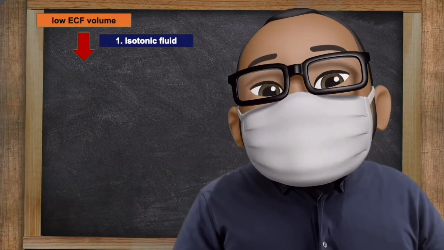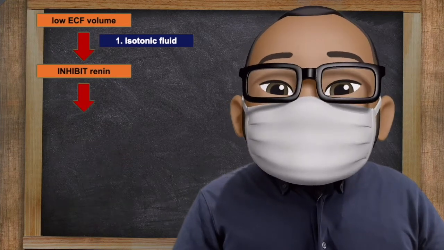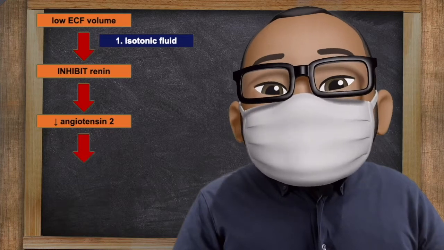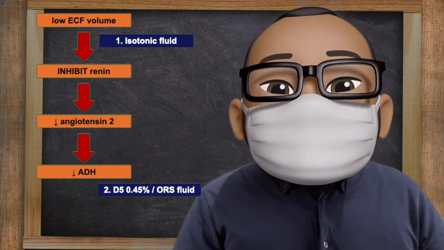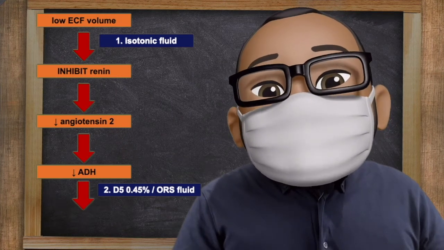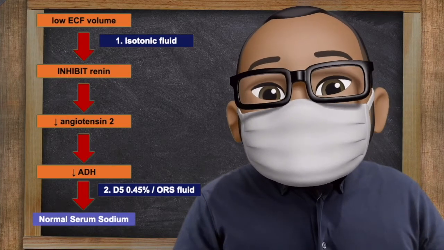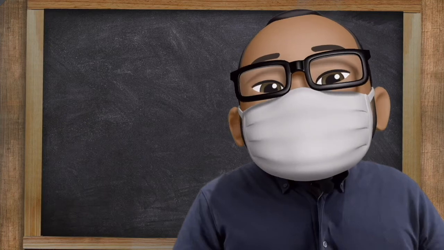This in turn will inhibit renin, and this renin will decrease the levels of angiotensin II, and now will also decrease the levels of antidiuretic hormone. With very low ADH, there's increased free water clearance, such that you have a very dilute urine. And the replacement is usually with either your half-normal saline solution, if it's available, or your oral rehydration solution, or ORS. This, in turn, will prevent your hyponatremia.